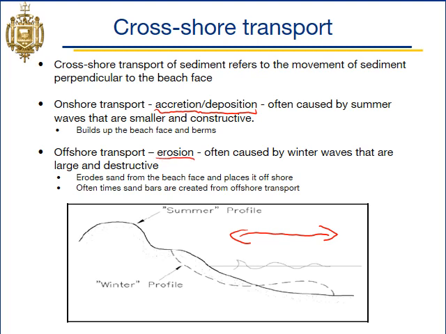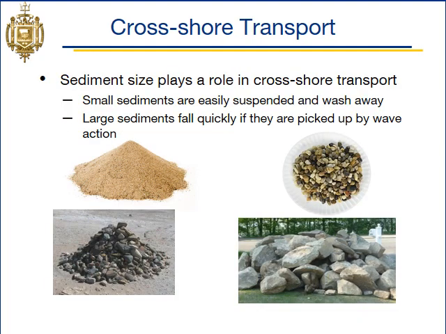So accretion will build up the beach face and the berms, and erosion will pull that sand away, and we might see some sand dunes building offshore. Or we sometimes call them sandbars. So sediment plays a big role in cross-shore transport.